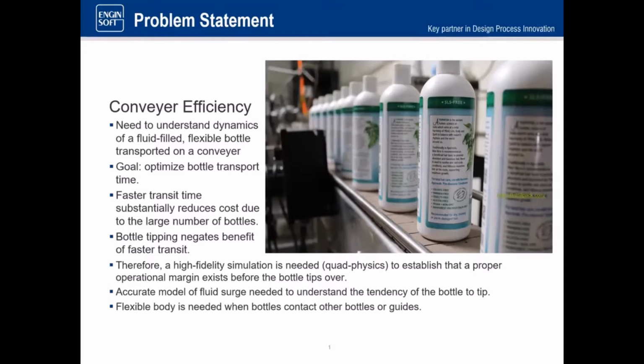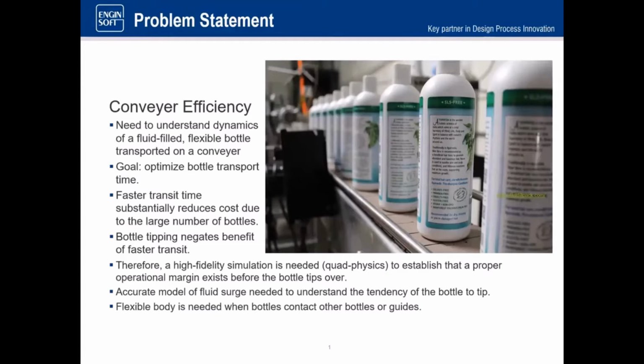Because this is such an important area, it's really worthwhile to spend the time to do a careful simulation. In this case, a careful simulation requires looking at different types of physics to get the correct answer. We're going to talk about quad physics, because we're going to use 4 different simulation technologies together. And we'll see that it does make a difference to include all the different aspects of it.